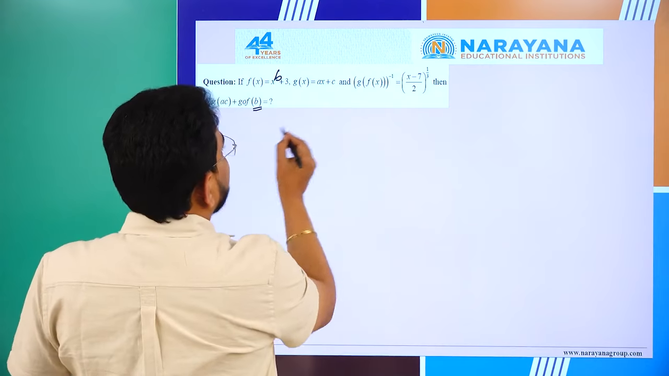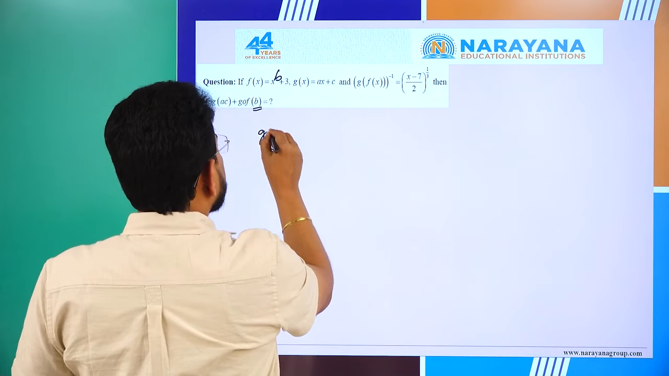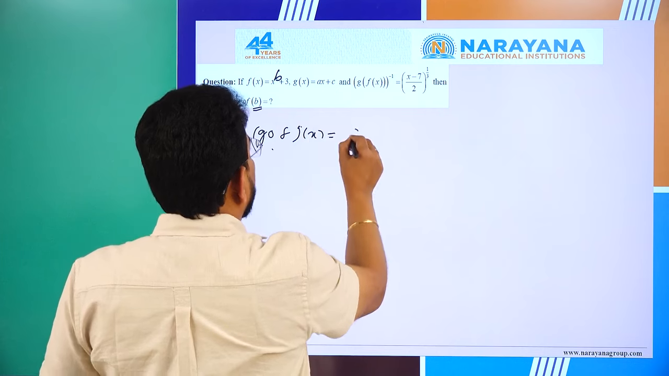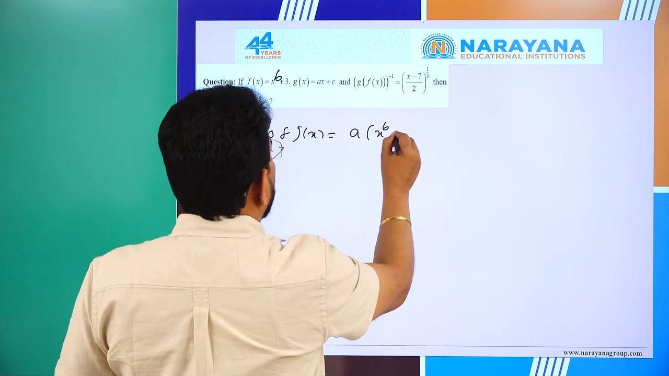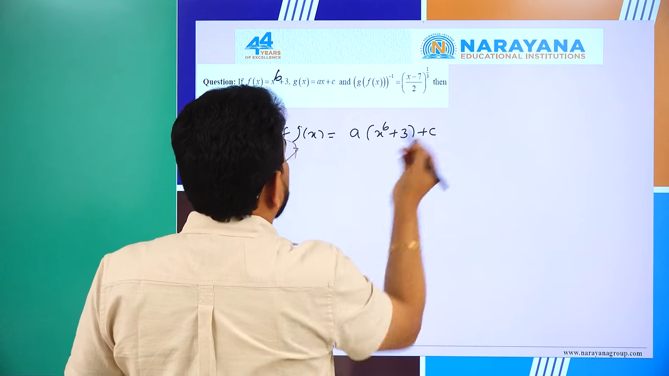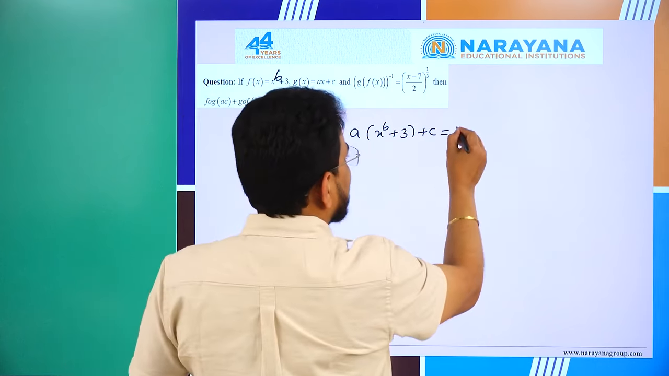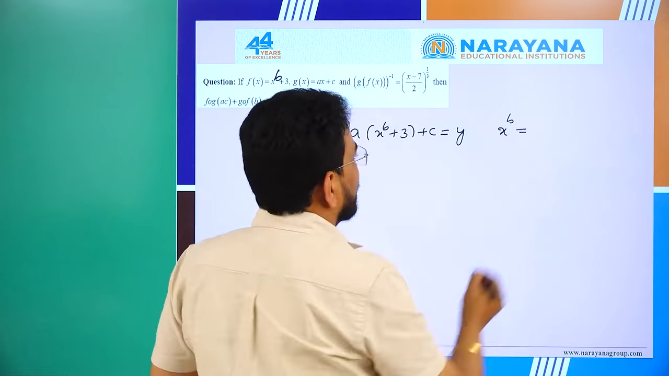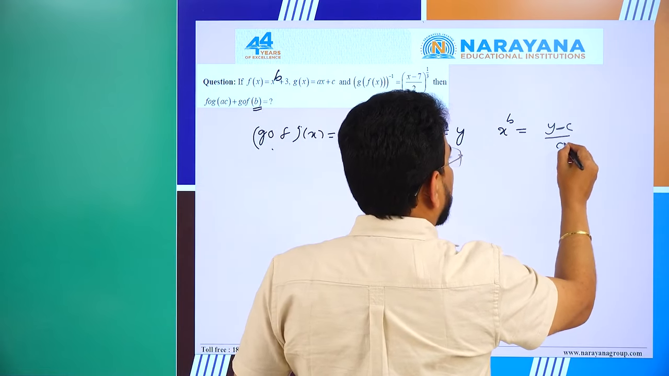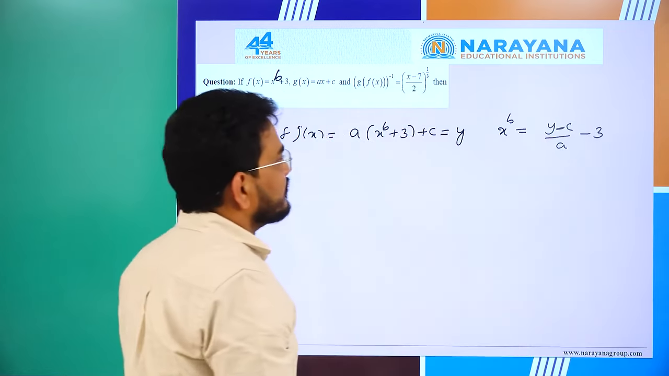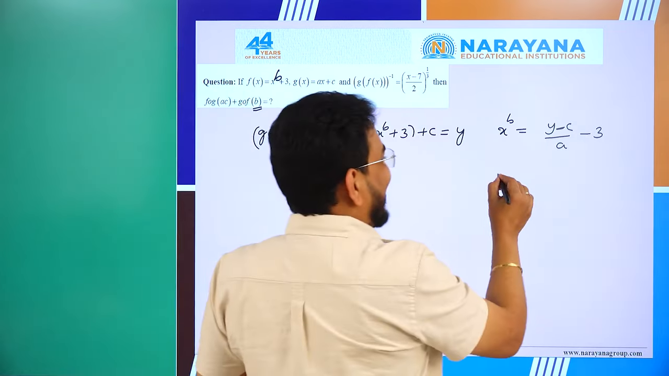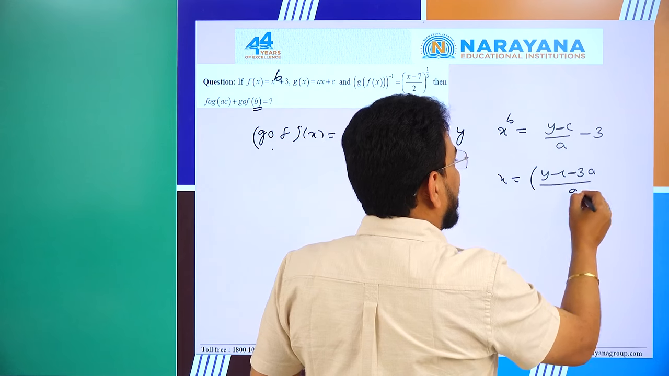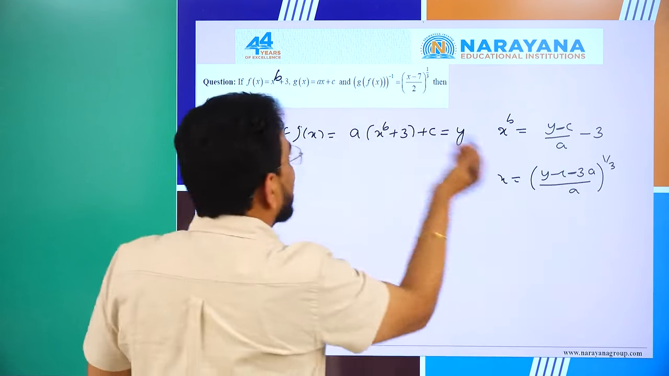So here what happened? g circle f of x is equal to a times x power 3 plus c. If I say this is equal to y, so clearly x power 3 is equal to y minus c by a minus 3. So x is equal to y minus c minus 3a by a whole power 1 by 3. So this is what g inverse is.